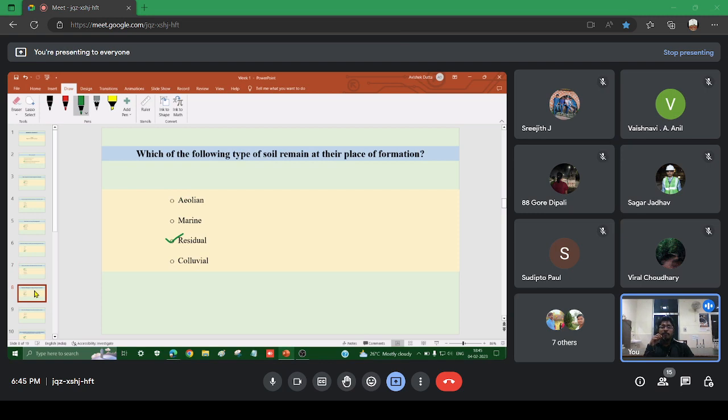Which of the following types of soil remain at their place of formation? The answer is residual soil, because the other three, aeolian, marine and colluvial, have transportation agents. The first one is wind, marine is seawater, and colluvial is gravity. So residual soil stays in its place of formation.